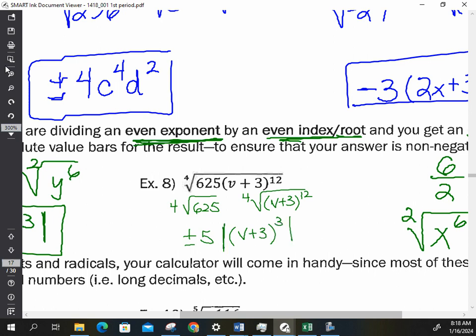Absolute value around the variable answer. It's just the variable answer, not around the number. The number is taken care of by the plus or minus. So only the variable answer needs to get treated a certain type of way.